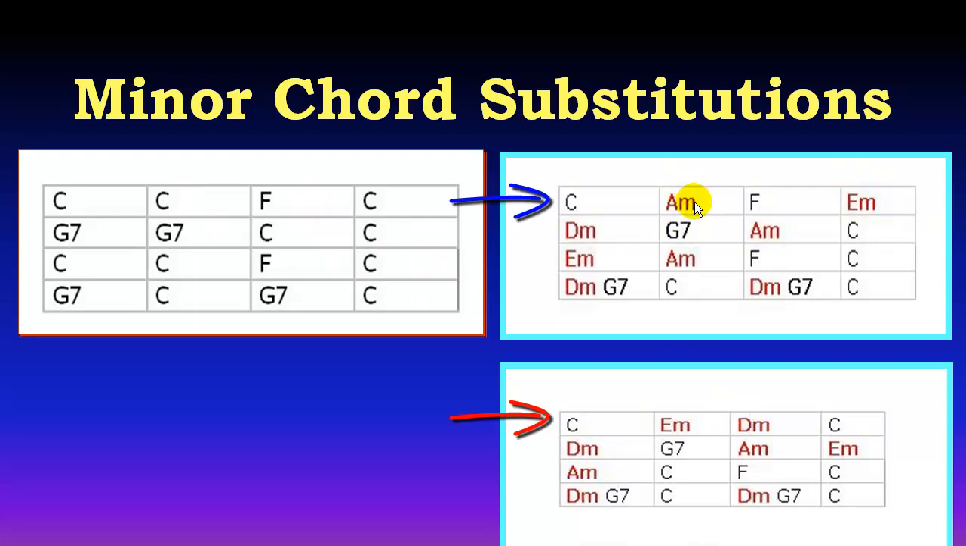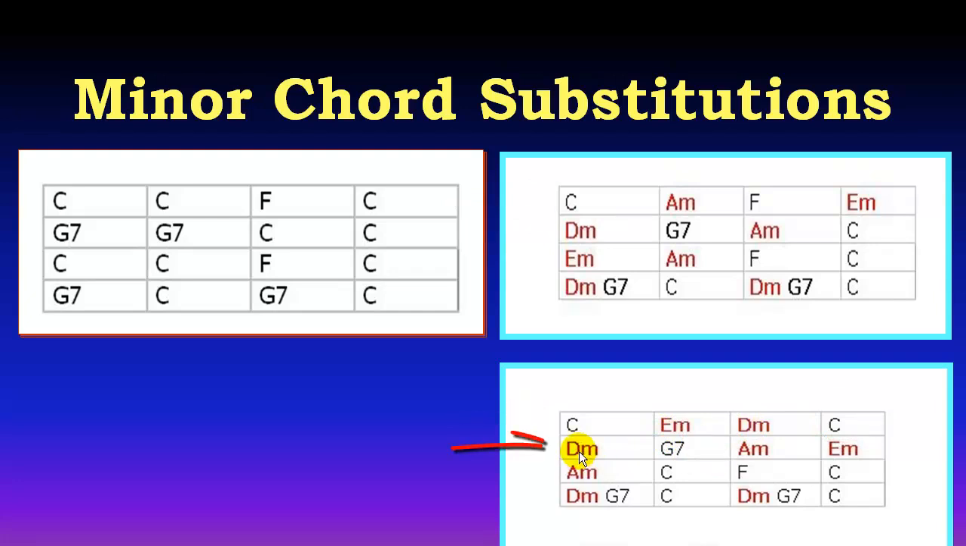And look at mine. For the first line, I substituted A minor for the first C and E minor for this last C in the first line. And she didn't do any substitution here at all. So how does she decide to go from E minor to D minor? And why does it work?